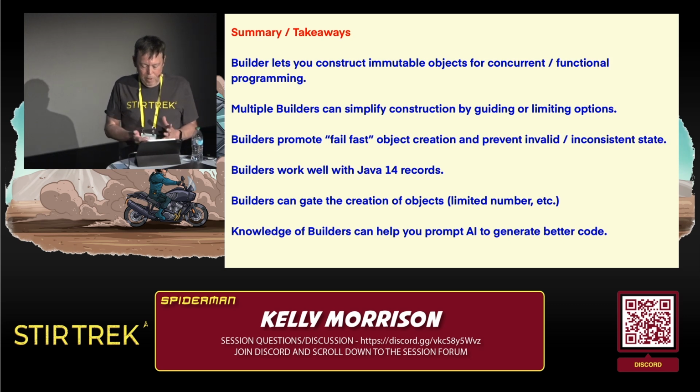You can also use them to gate the creation of objects. Since you're not doing new blah all through your code, but you're saying, hey, build me an object, the builder can actually keep a cache of objects. For example, you might want to only allocate 10 of something at a time. So when you call build, it can check and see if it's got one. If it does, it can return a cached version. If it's out of them, it can say, hey, I can't do that. So that's another thing you can use. And again, if you know something about builders, it can help you generate better code.